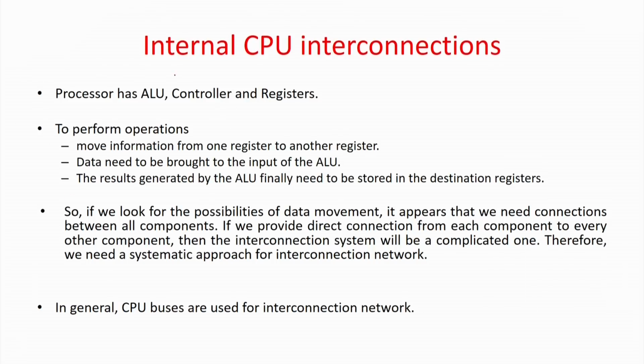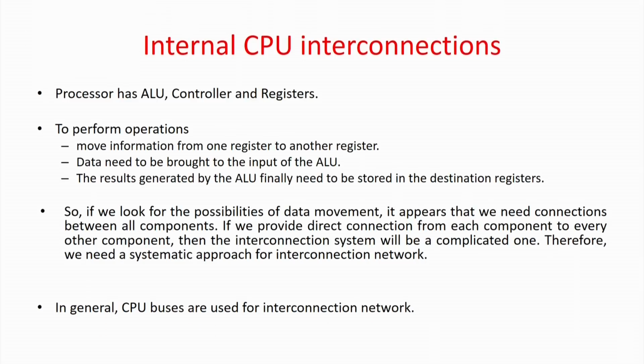So a processor has an ALU, controller and registers, and they have to be interconnected among themselves. What interconnection operations does it require? Data needs to be brought from the input to the ALU, which is very important. That is, you have to get the data from the memory to the register and then to the ALU. Then one register may have to send data to another. Results generated by the ALU finally have to be stored to a register and then written to the memory. So a lot of data transfer will happen.